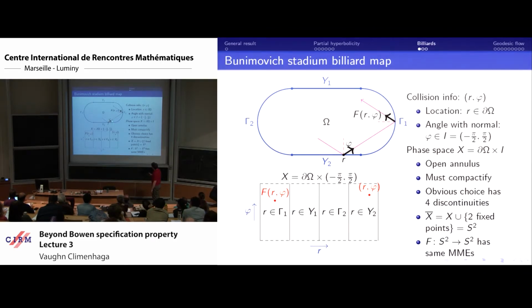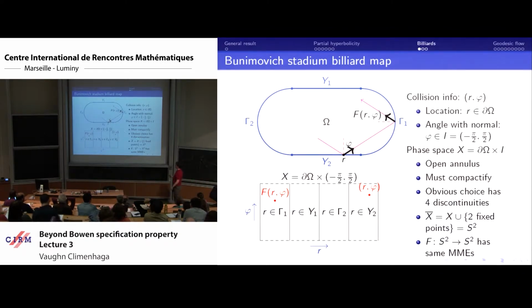At this point, if I have a collision here which is pointing to the left and approaches π/2, and the base point is approaching this from the left, then it runs all the way to the other half, and so the limiting point should be this guy here. On the other hand, if I come in from the right and my collisions are close to π/2, then I should get a fixed point here. So the limit does not exist. So there's no continuous extension of the billiard map to this obvious compactification.